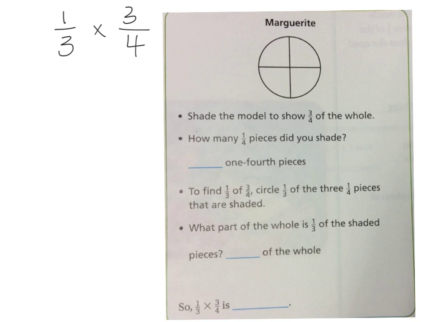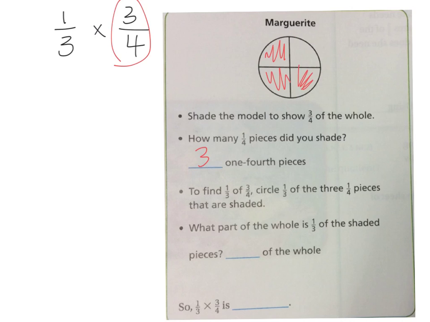In order to do 1/3 times 3/4, Marguerite first drew a circle and divided it into 4 equal sections. Go ahead and do that in your math notebook. Okay, so she first said, I'm going to shade in 3/4 of this circle because I'm finding 1/3 of the 3/4. So go ahead and shade in 3/4 of the circle. How many 1/4 pieces do you need to shade in order to shade in 3/4 of the whole circle? Arushi? Yeah, we have to shade in 3 1/4 pieces.